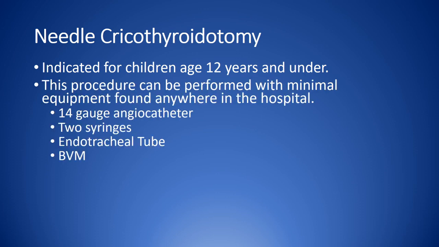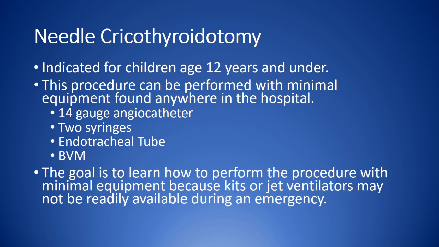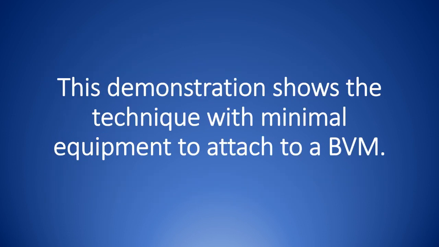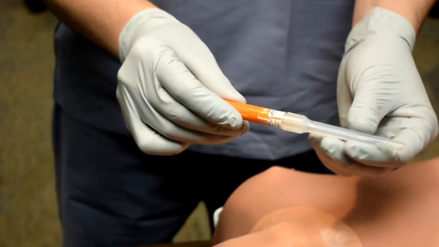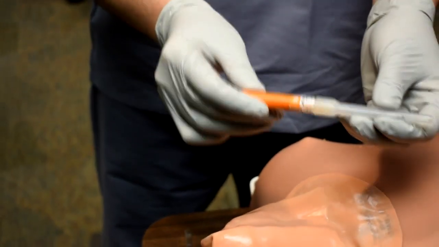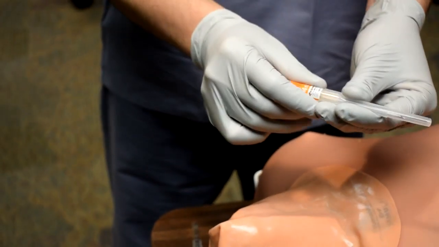Once again, we want to learn this skill with equipment that can be found almost anywhere, and minimal equipment. We don't want to learn this skill just with a kit that might not be available. The other thing that comes up is the need for a jet ventilator, which people might not have available or might not know where that is in an emergency. So we're going to learn how to do an emergency needle cric with minimal equipment so that we can attach it to a BVM. So there are different options for the needles. This is an example of a 14 gauge IV that has an angiocath.